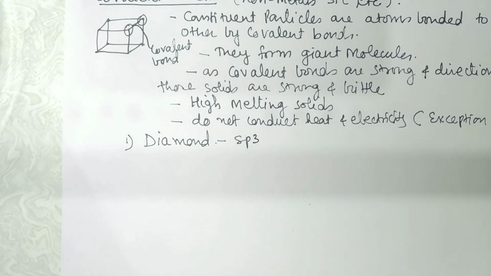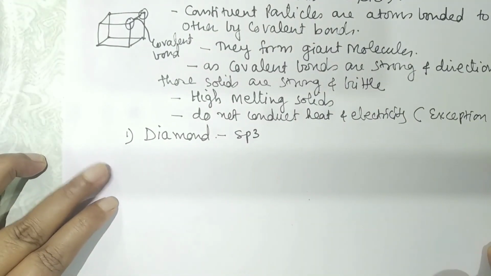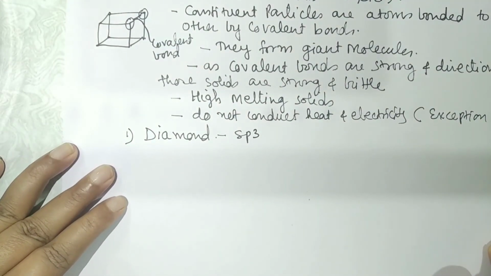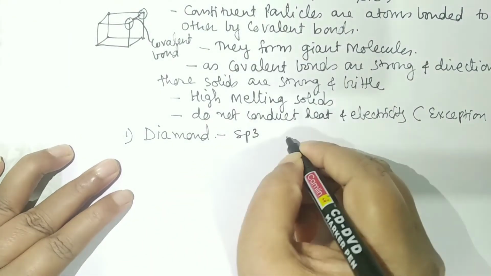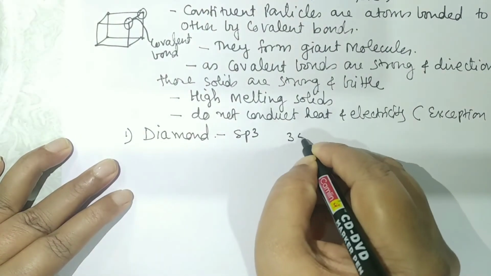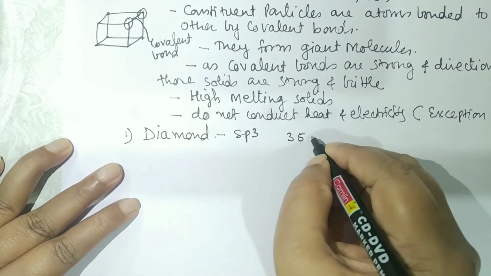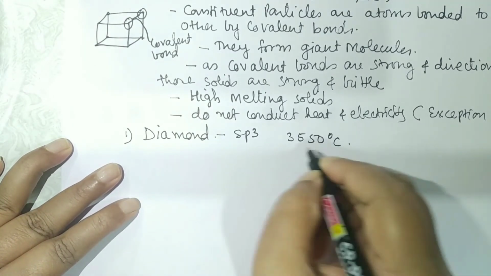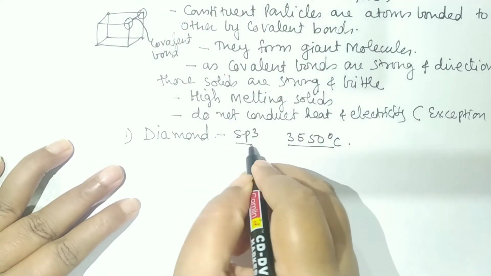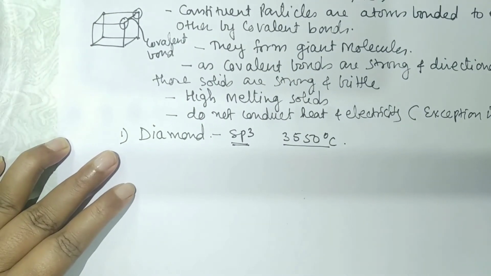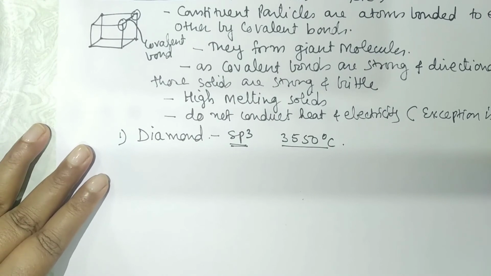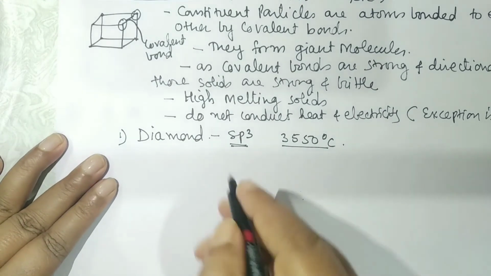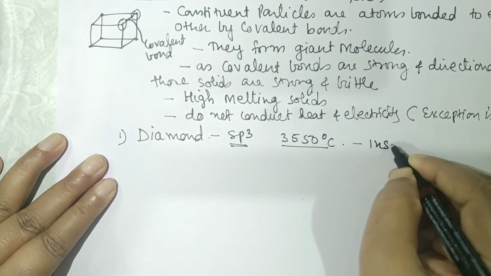Diamond is very strong and hard due to the presence of the strong covalent bonds. It is the hardest material and has a very high melting point of about 3550 degrees Celsius. Students, if you see this, it is undergoing sp3 hybridization and therefore no unpaired electron is present in diamond, and therefore it is an insulator.